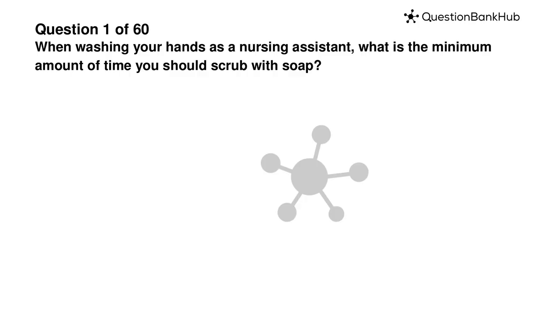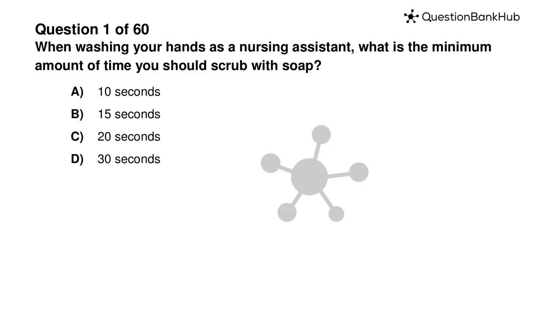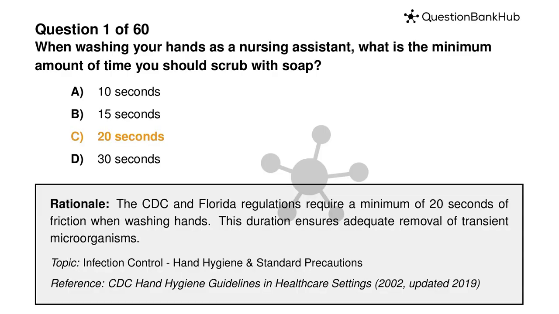Question 1. When washing your hands as a nursing assistant, what is the minimum amount of time you should scrub with soap? A. 10 seconds. B. 15 seconds. C. 20 seconds. D. 30 seconds. The correct answer is C. 20 seconds. The CDC and Florida regulations require a minimum of 20 seconds of friction when washing hands. This duration ensures adequate removal of transient microorganisms.